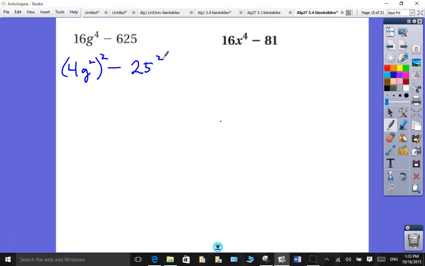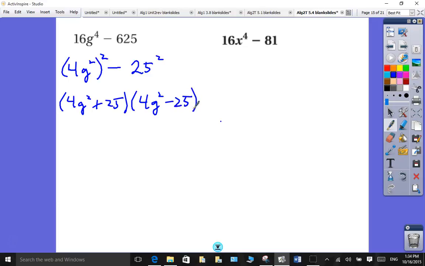4g plus 25, 4g squared minus 25, right? So just use the same pattern. 4g squared plus 25, 4g squared minus 25.